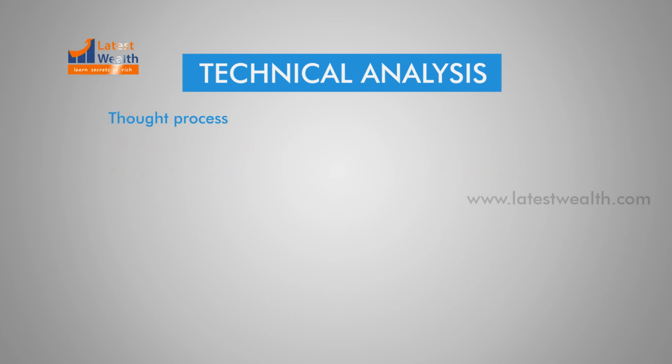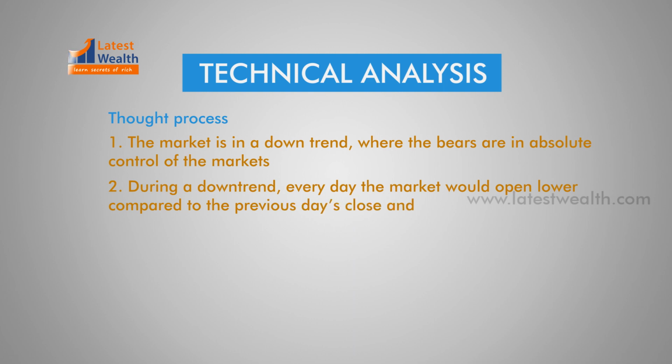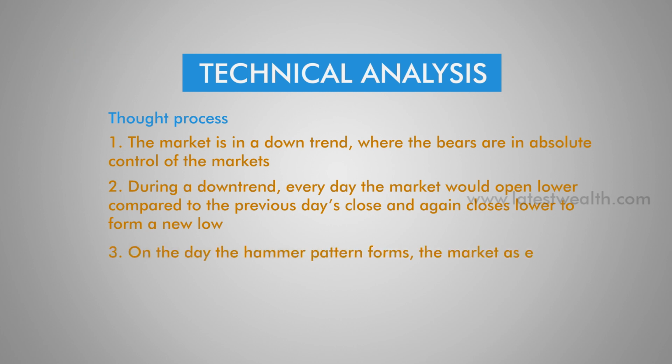The thought process behind the hammer is as follows. 1. The market is in a downtrend where the bears are in absolute control of the market. 2. During the downtrend every day, the market would open lower compared to the previous day's close, and again close lower, making a new low. 3. On the day the hammer pattern forms, the market as expected trades lower and makes a new low.